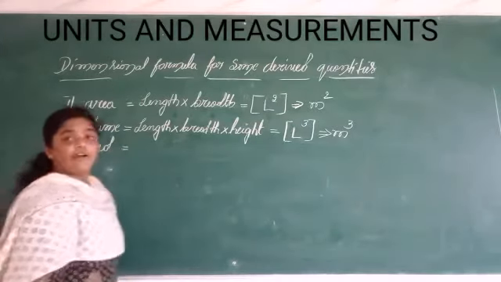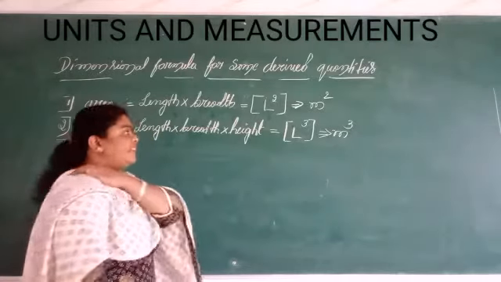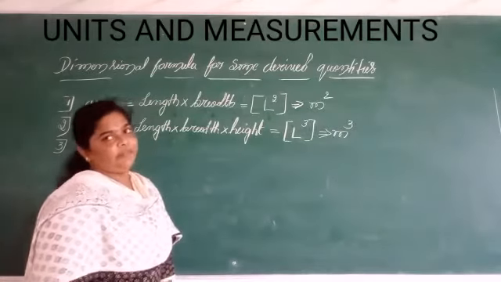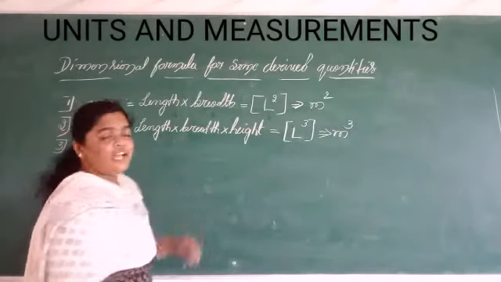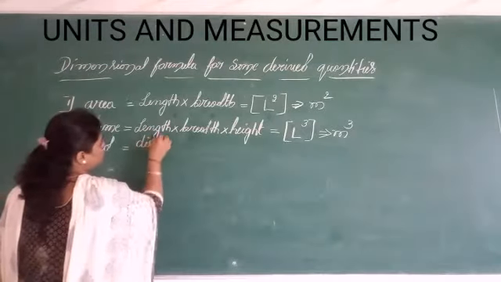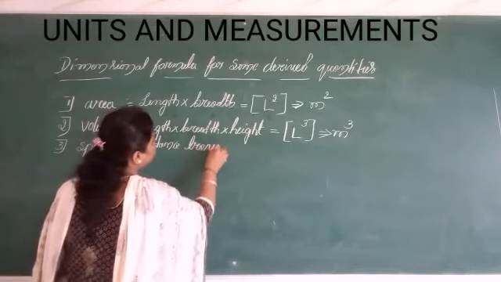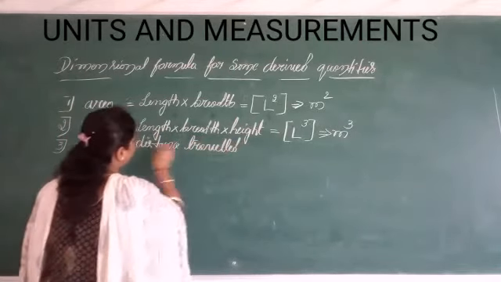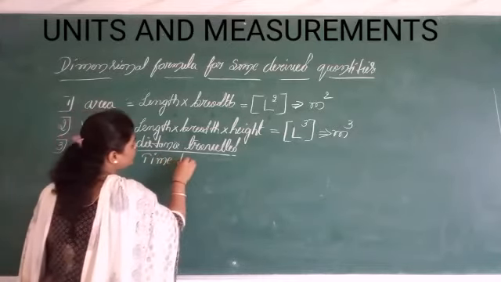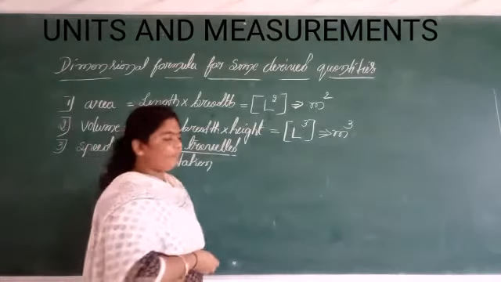Speed is also a derived physical quantity. Now what is meant by speed? Speed is the distance traveled by time taken. Distance traveled by time taken.